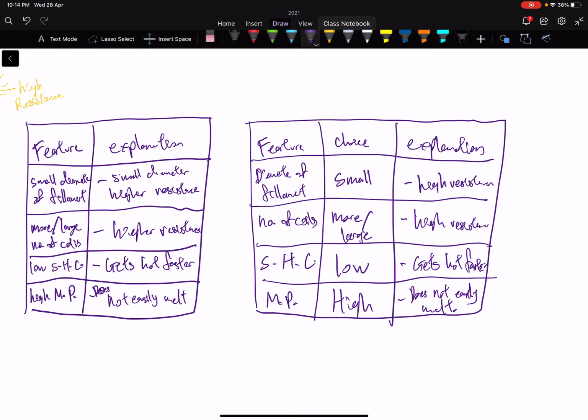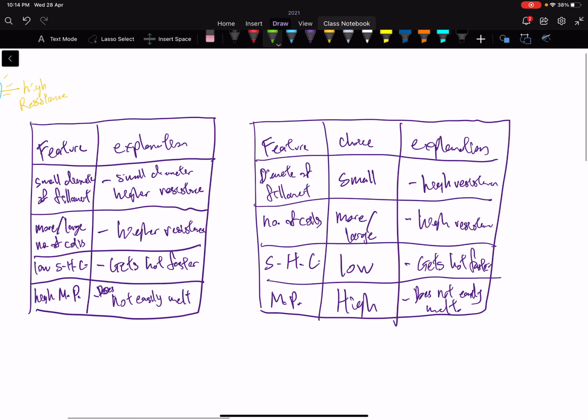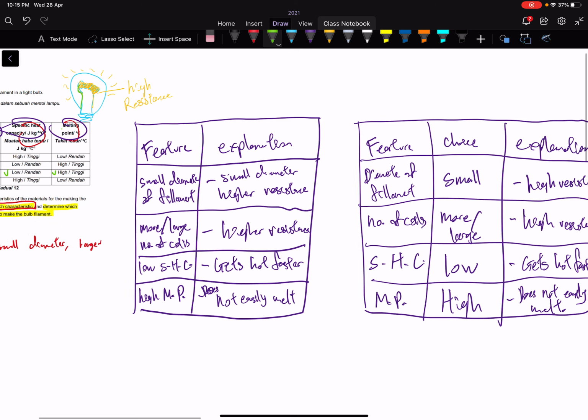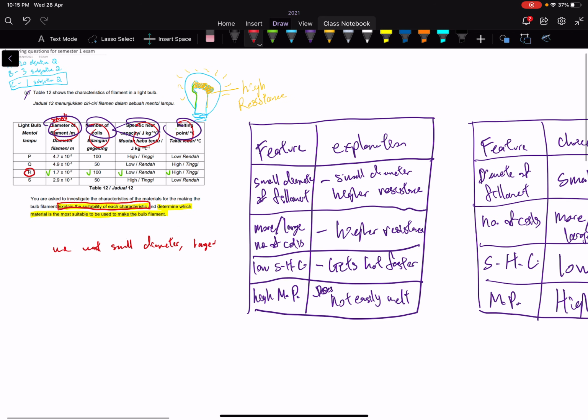Okay, so between the first table and second table, I prefer the second table because it's very clear which one you're going to choose. Okay, so like this: diameter small, number of coils large, specific capacity low, and melting point high. And the explanation is the same as the other one. Okay, so after you do your table, make sure you also state, because this is a two-part question: determine the characteristics and then determine material most suitable.